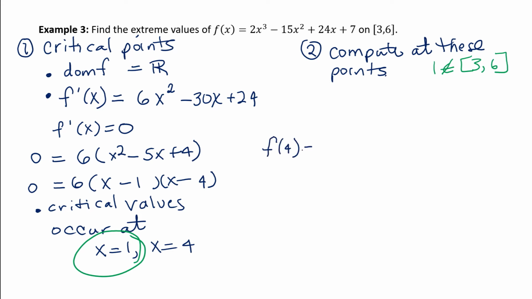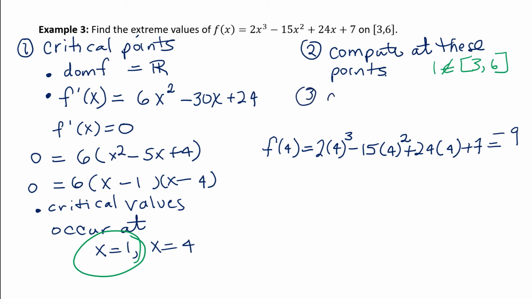f at 4 is 2 times 4 cubed minus 15 times 4 squared plus 24 times 4 plus 7, and that is equal to negative 9. The third step says compute at the endpoints of the closed domain.